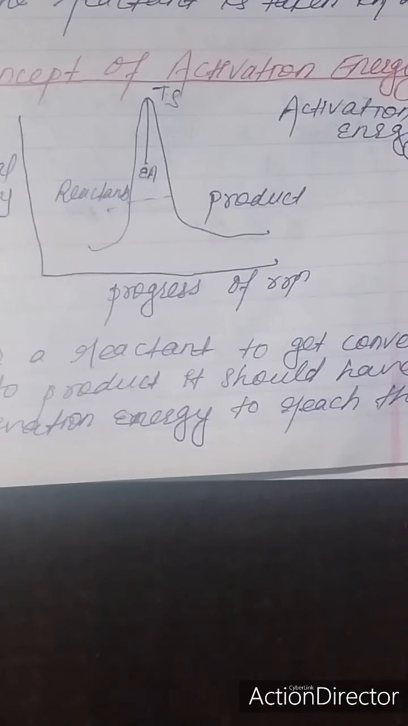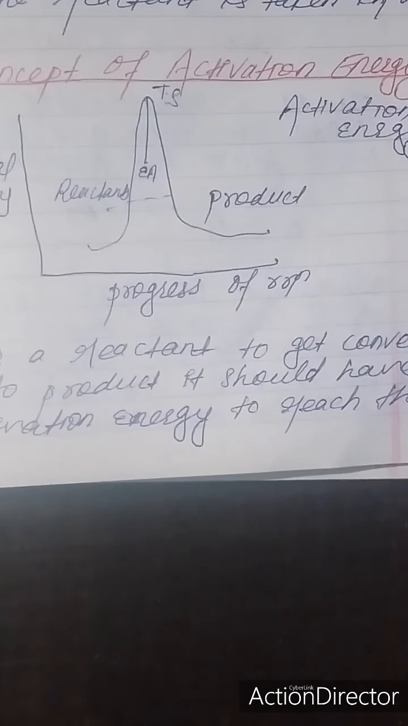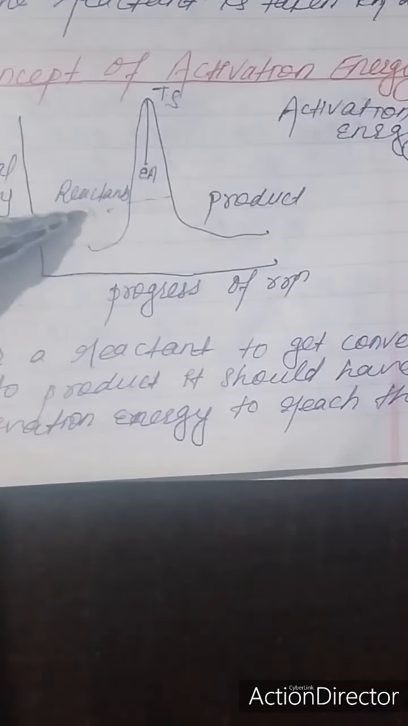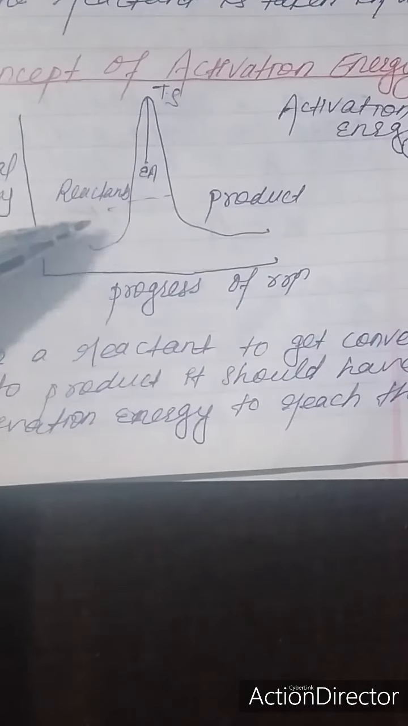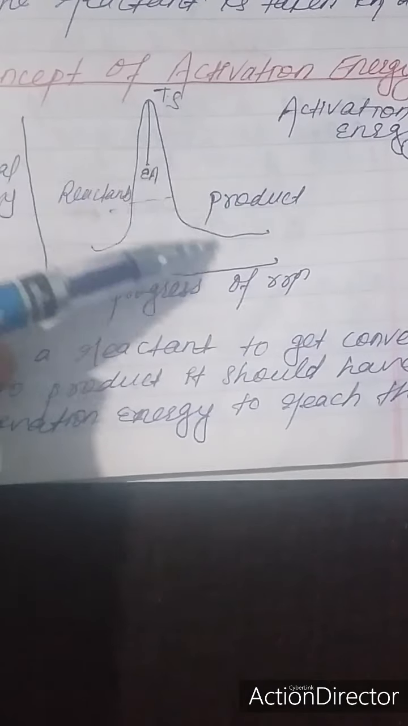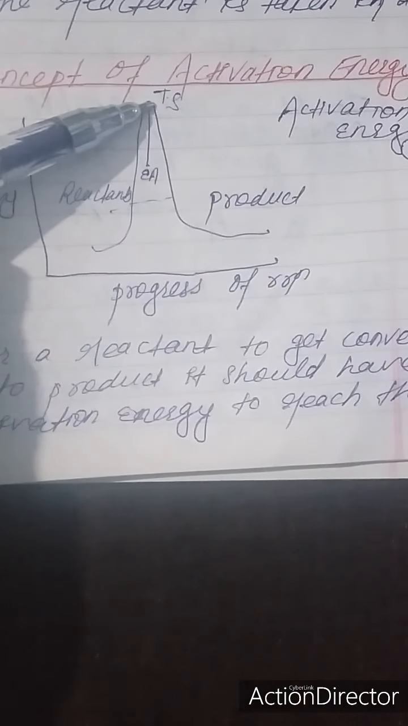Let us talk about the concept of activation energy. Now, for a reactant to get converted into product, it should have activation energy so that it can cross the energy barrier and reach the transition state. So, if you see this potential energy diagram, the reactant to get converted into product has to cross the energy barrier and reach the transition state as the reaction progresses.